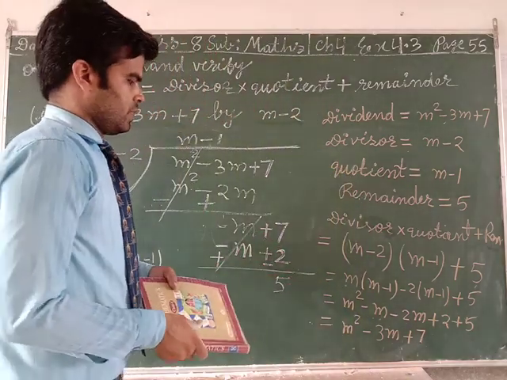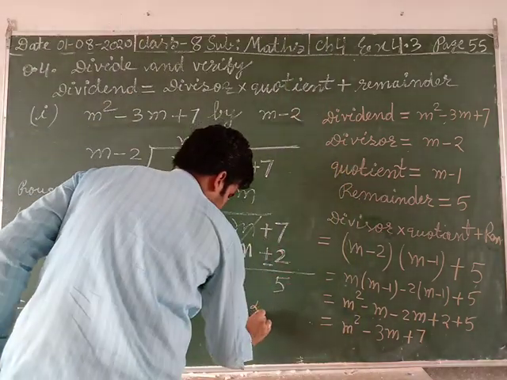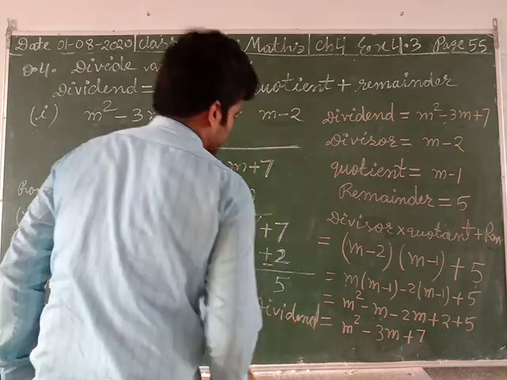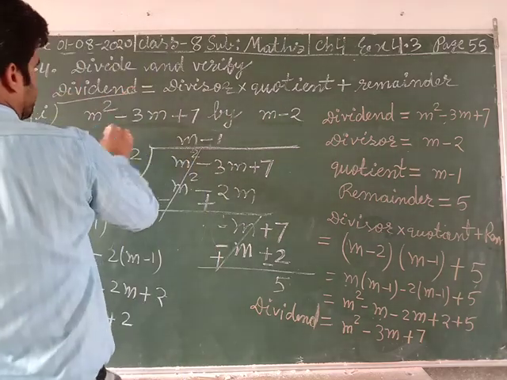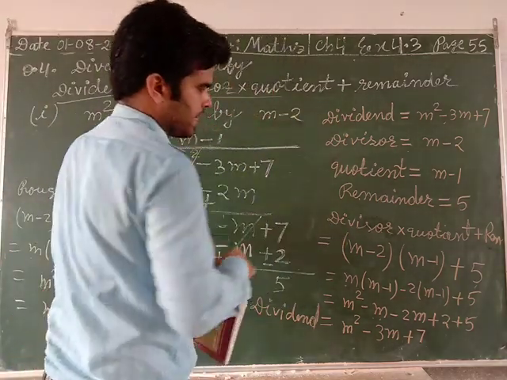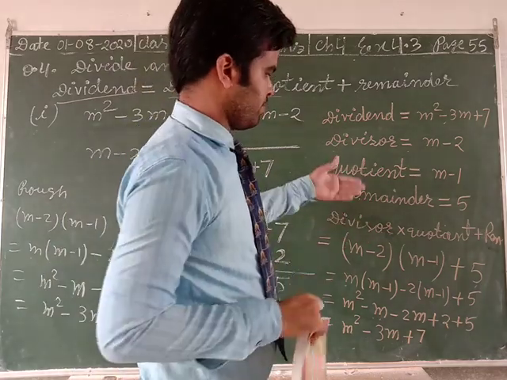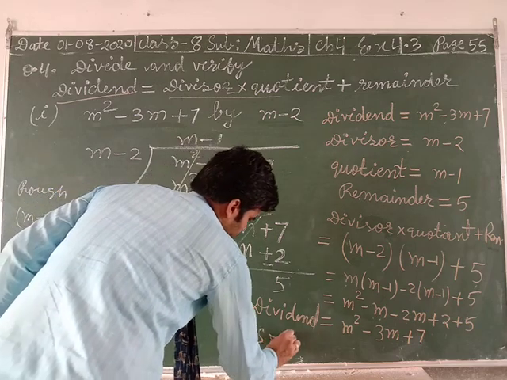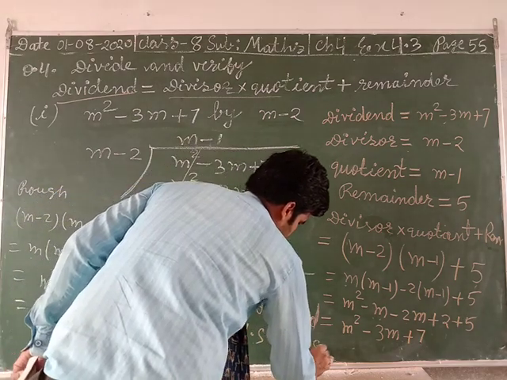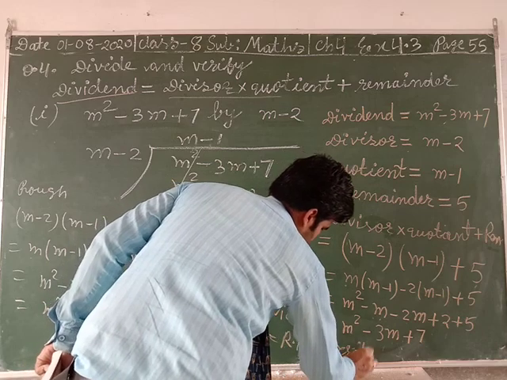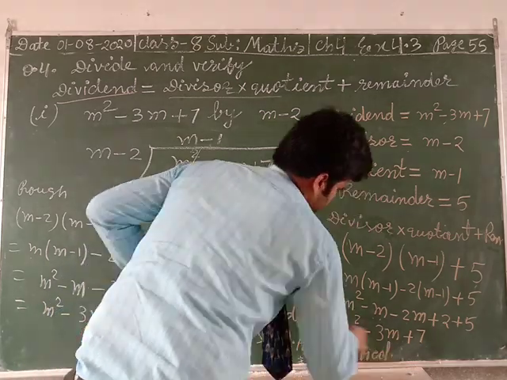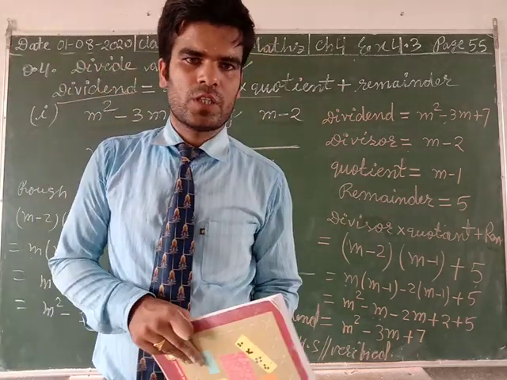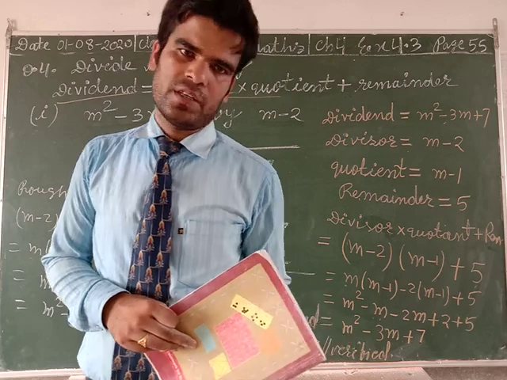Okay students, so this is equal to what? Dividend, that is, this is LHS and this is RHS. So sorry, we have taken here from RHS. I said before that LHS. So our LHS is equal to RHS. Verify. Okay students, so same as you have to solve all the left questions in question number 4, exercise 4.3. Okay, thank you.